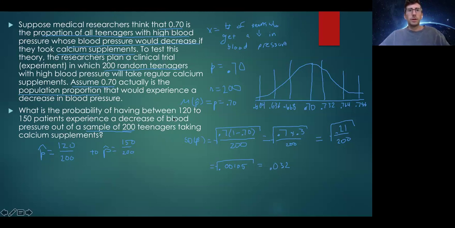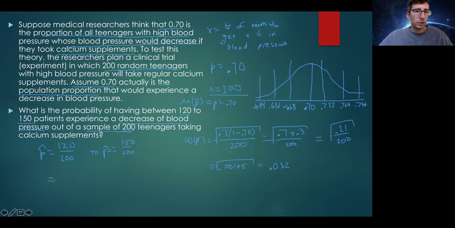So the problem asks us the probability of having between 120 to 150 patients experience a decrease of blood pressure, which is the trait we're looking for. So that's why I put the 120 and the 150 in our numerators, out of the sample of 200. That's how we've built our distribution. So these are sample proportions where the sample size is always equal to 200.